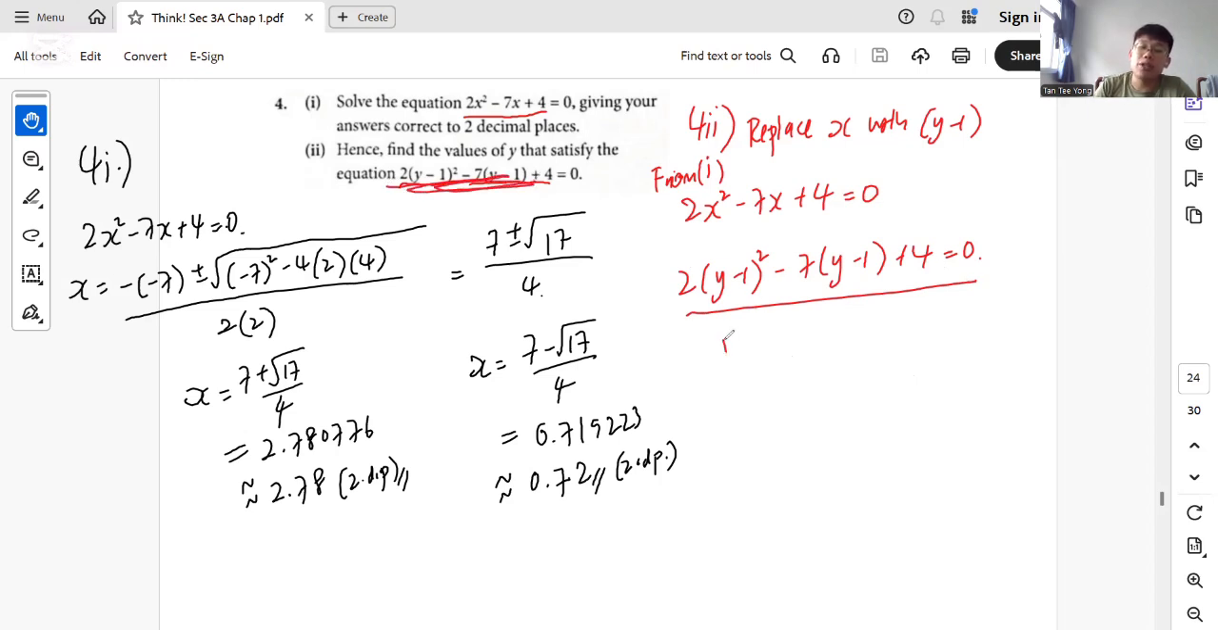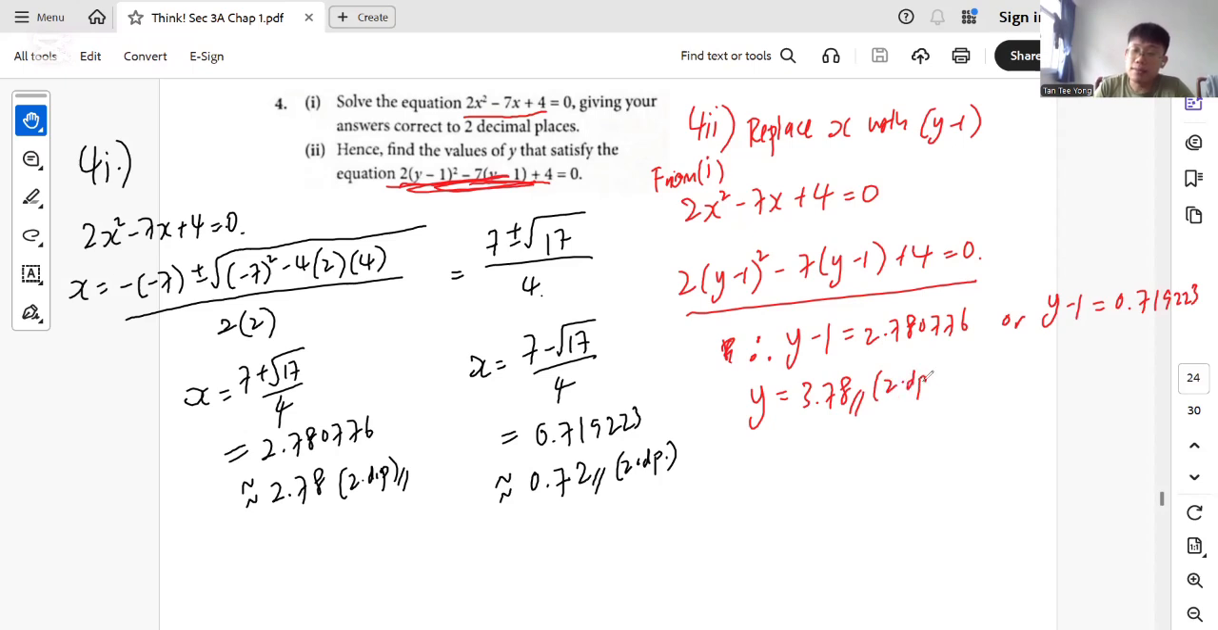So we also have to replace the answer with y minus 1. Therefore, y minus 1 equals 2.780776, or y minus 1 equals 0.719223. So my y will be 2.780776 plus 1, which is 3.78, 2dp. And for this one, y equals 1.72, 2dp as well. So this is it for part 2.